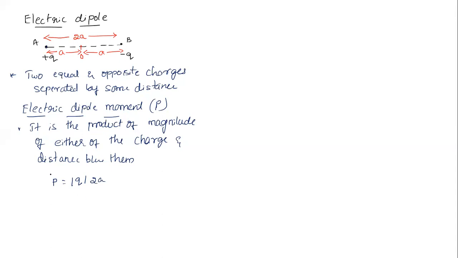Now 2A is a vector quantity. So electric dipole moment is a vector quantity, vector in nature. Since it is vector in nature, sir, there must be a direction. So what is the direction of this electric dipole moment? The direction of electric dipole moment is from negative charge to positive charge, from minus Q to plus Q. You need to remember that, it will always be asked for 1 mark.